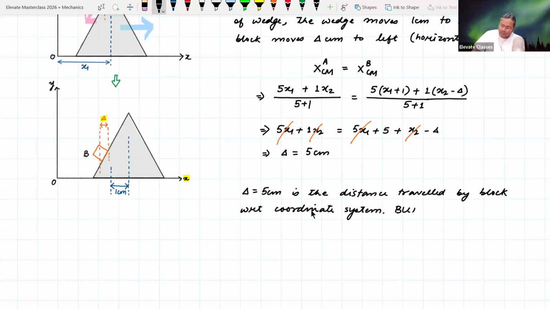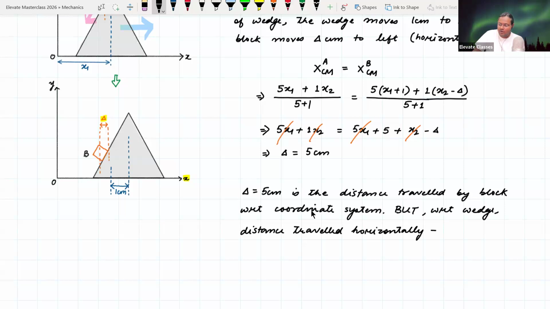But with respect to the wedge, how much is the distance traveled? This is an important point. With respect to the wedge, the distance traveled horizontally is 5 centimeters plus 1 centimeter. Because the wedge has shifted 1 centimeter to the right and the block has shifted 5 centimeters to the left, the overall shift with respect to the wedge is 6 centimeters.